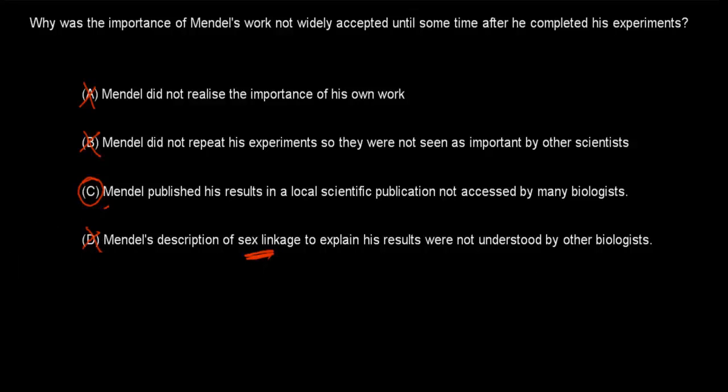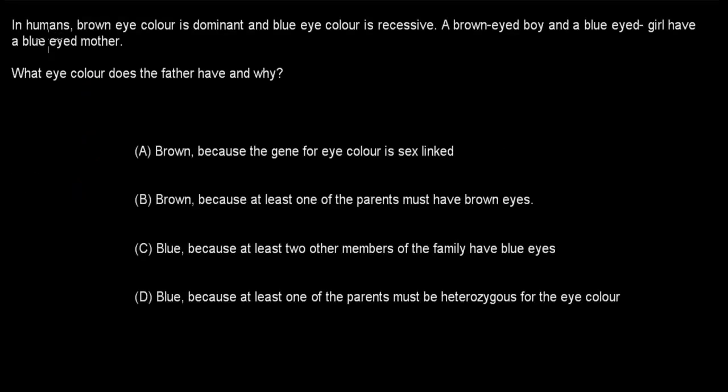So C is correct. Next, in humans, brown eye color is dominant and blue eye color is recessive. A brown-eyed boy and a blue-eyed girl have a blue-eyed mother. What eye color does the father have?